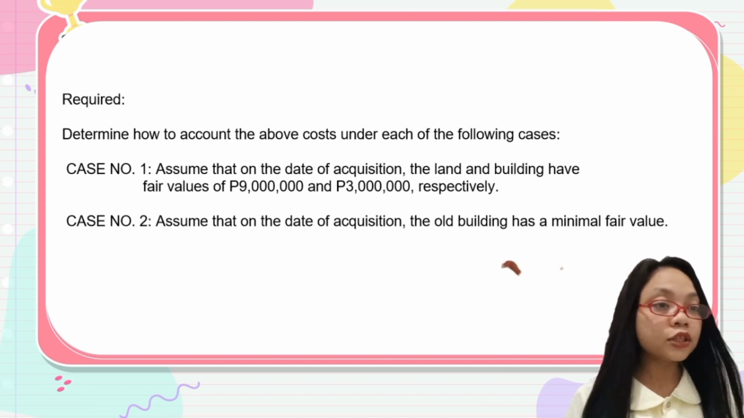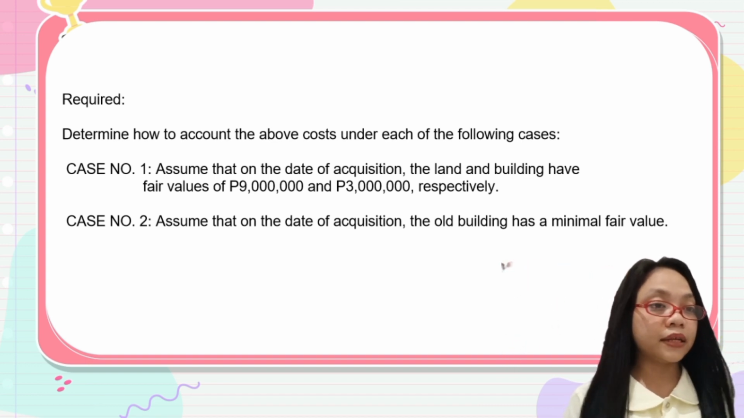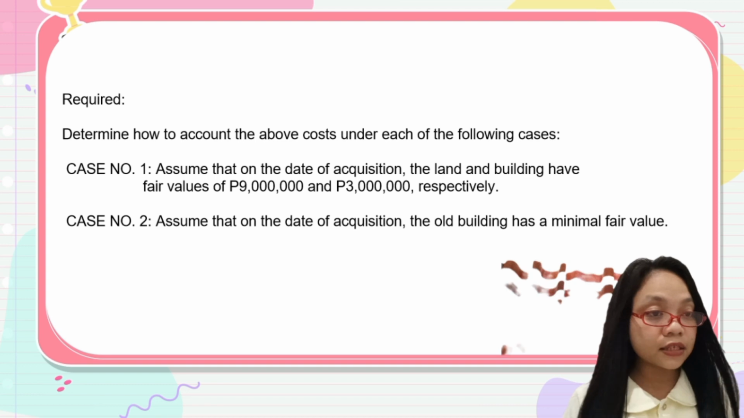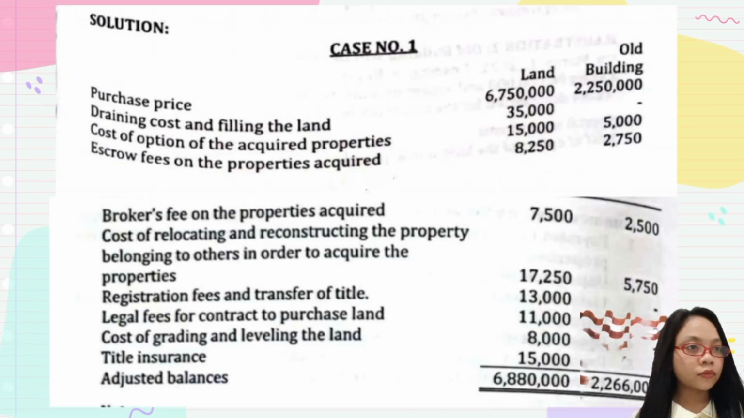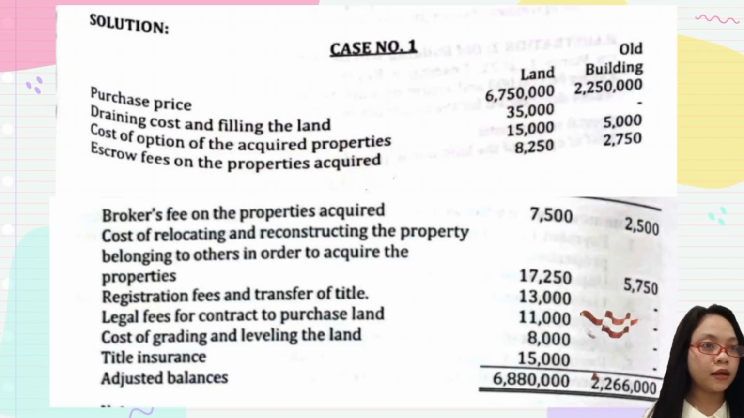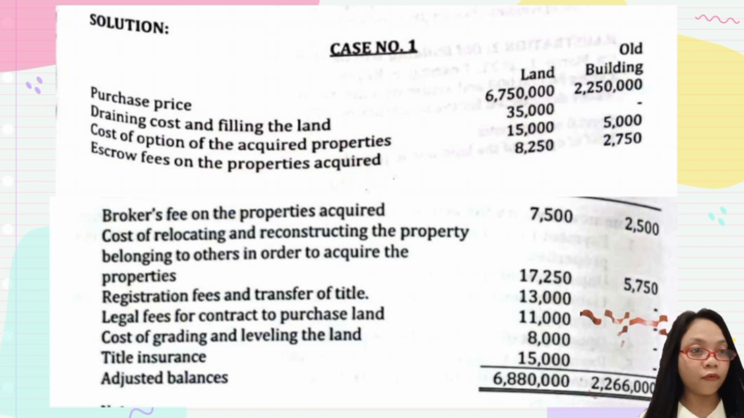Case number 1, assume that on the date of acquisition, the land and building have fair values of 9 million pesos and 3 million pesos respectively. For case number 2, assume that on the date of acquisition, the old building has a minimal fair value. So to solve for case number 1, assume that on the date of acquisition, the land and building have fair values of 9 million pesos and 3 million pesos respectively. So, ang total na purchase price pag acquire nato sa property is 9 million pesos, 8 million pesos og assuming na mortgage of 1 million pesos equals to 9 million pesos.